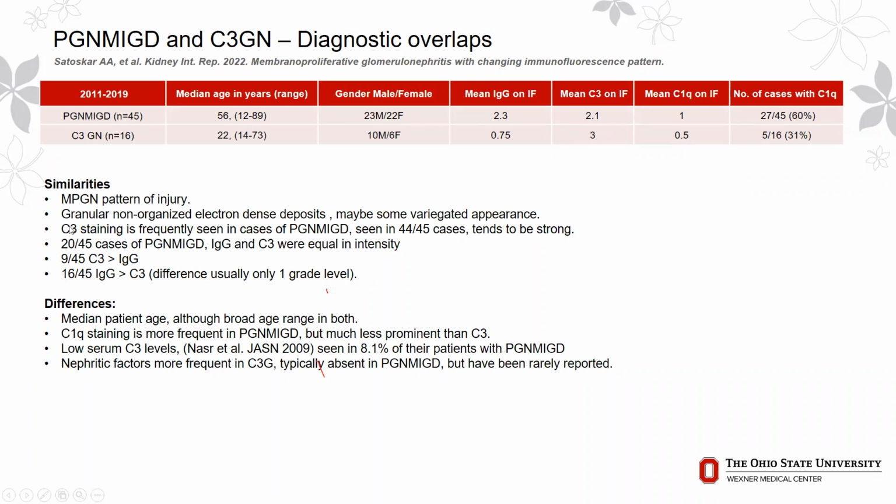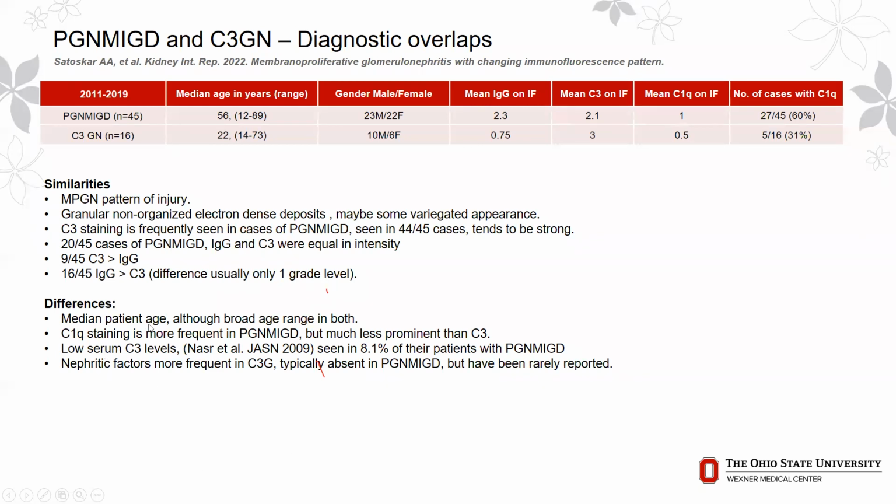C3 staining is obviously a defining feature of C3GN. However, in PGNMID also, you very frequently see C3 staining, and it tends to be quite bright. This is the mean C3 intensity in PGNMID and C3GN. It's not as strong as in C3GN, but it's still quite high, over 2 plus. So that is another reason for this overlap. In fact, out of the 45 cases of PGNMID, 44 had positive C3 staining. In 20 of these 45 cases, IgG and C3 were equal in intensity. In 9 cases, C3 was more prominent than IgG. And in 16 cases, IgG was stronger than C3, but stronger means the difference was not much, only a 1 grade level difference. So you see why it is so difficult to differentiate these diseases.